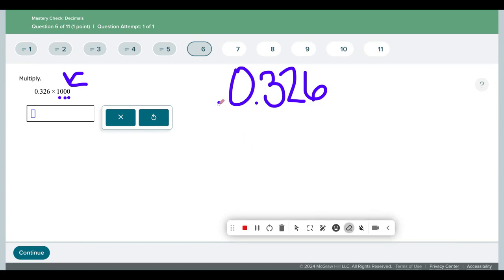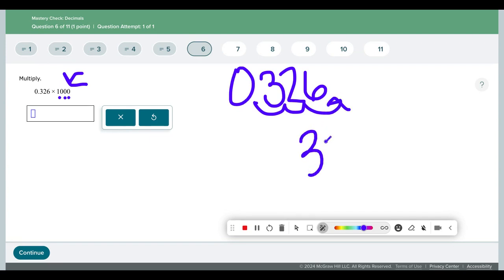So instead, we want to make sure that we're hopping it in the correct direction. So I know I need to hop it 3 times. 1, 2, 3. And that gives me 326 as a whole number. Okay. I did not have to write anything out. I didn't have to use any algorithm for that.